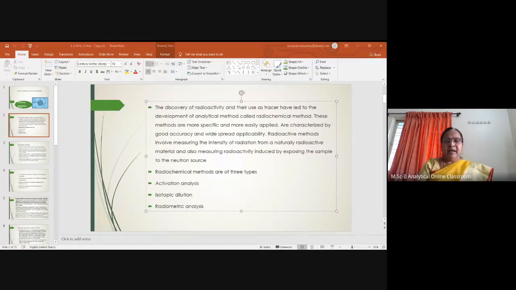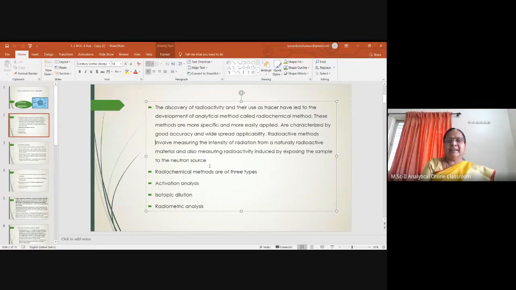Okay, let us consider that the radiations which are emitted by the radioactive material, or by another material in which radioactivity is induced, by measuring those radiations we can analyze the sample. In these radiochemical methods, the sample under study is bombarded with neutron or gamma ray radiation and made radioactive. Then the radiations emitted by that material are measured by different methods.